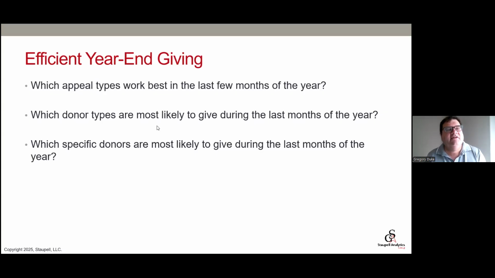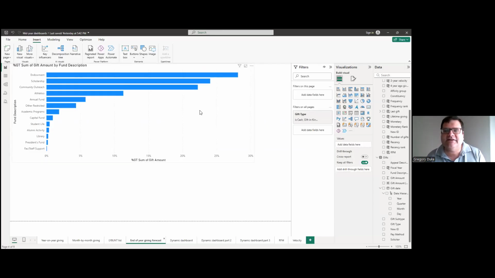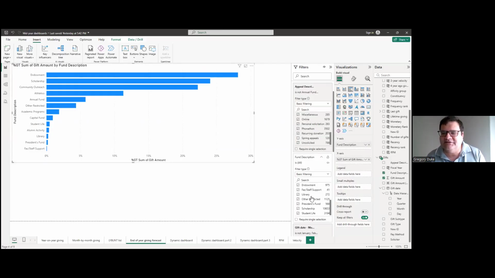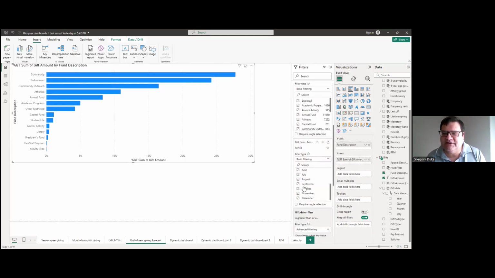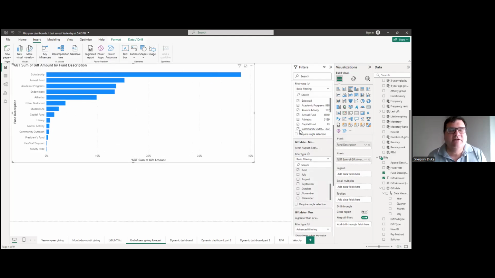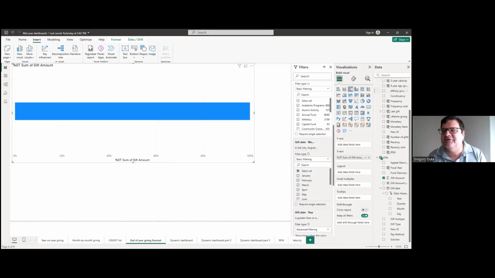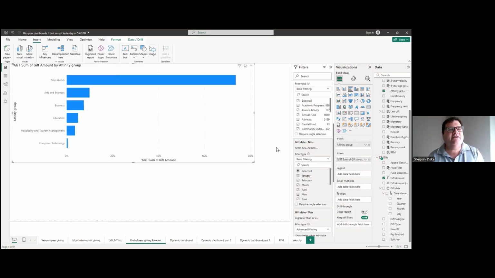So we have our end of year forecast. I'm going to go back to our gift date month, which is going to be those last 6 months of the year. And instead of putting fund description in the axis, let's take a look at affinity group. So here are most likely donors. And right now we're looking at our non-alumni being the biggest donors.